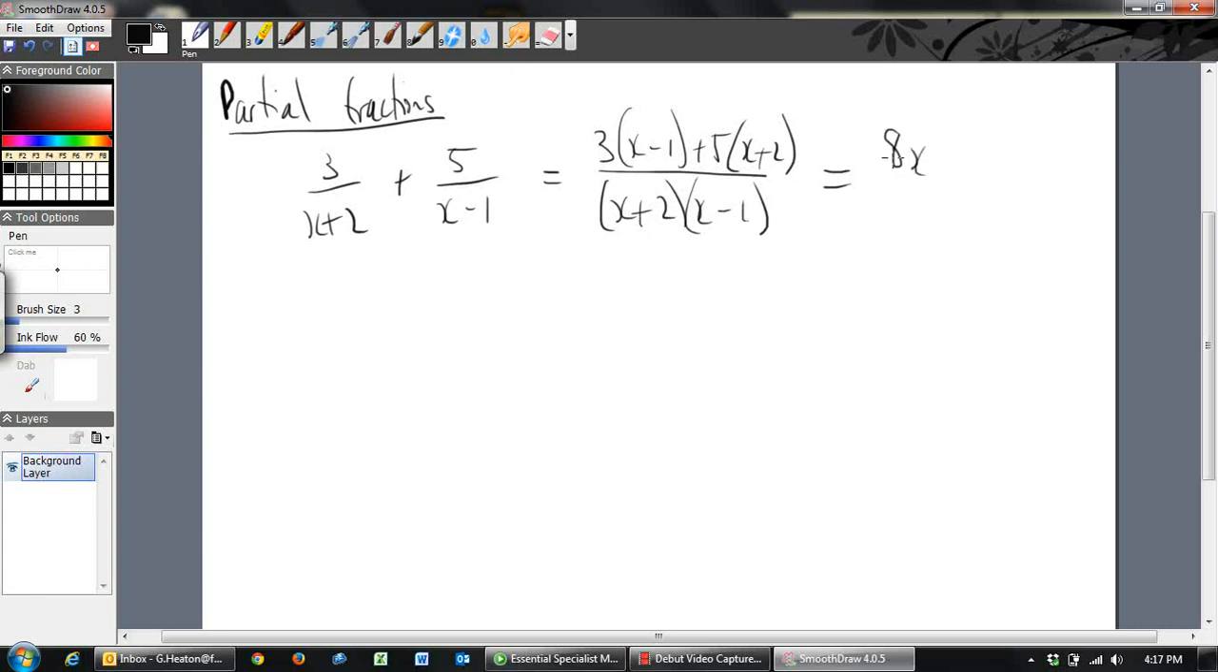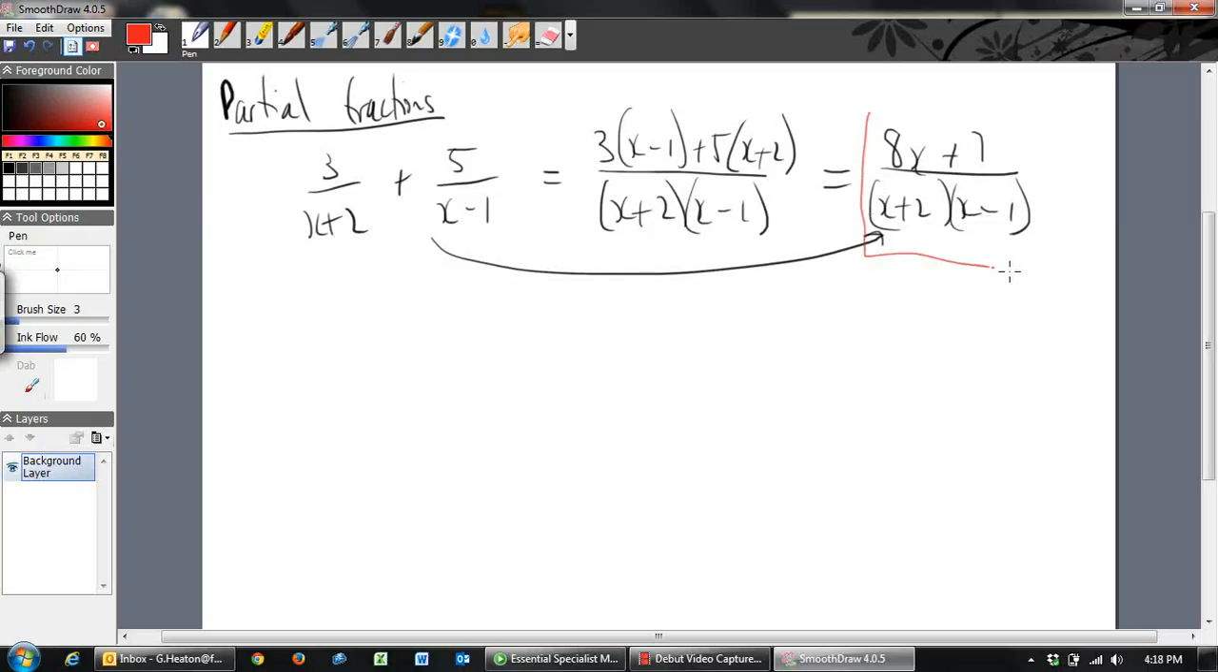3x plus 5, so you get 8x, and you get negative 3 plus 10, so you have plus 7 over x plus 2, x minus 1. So you know how to do that, and this is something that you've been doing for a few years now. Now what partial fractions is, in fact, is the exact opposite.